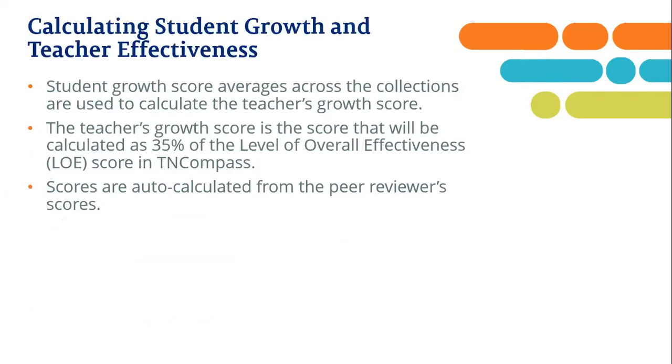Now let's explore the process of calculating both the student growth score and the individual teacher's level of effectiveness. The teacher's portfolio calculates as 35% of the LOE in TN Compass. These scores are auto-calculated in the portfolio platform from the peer reviewer scores.